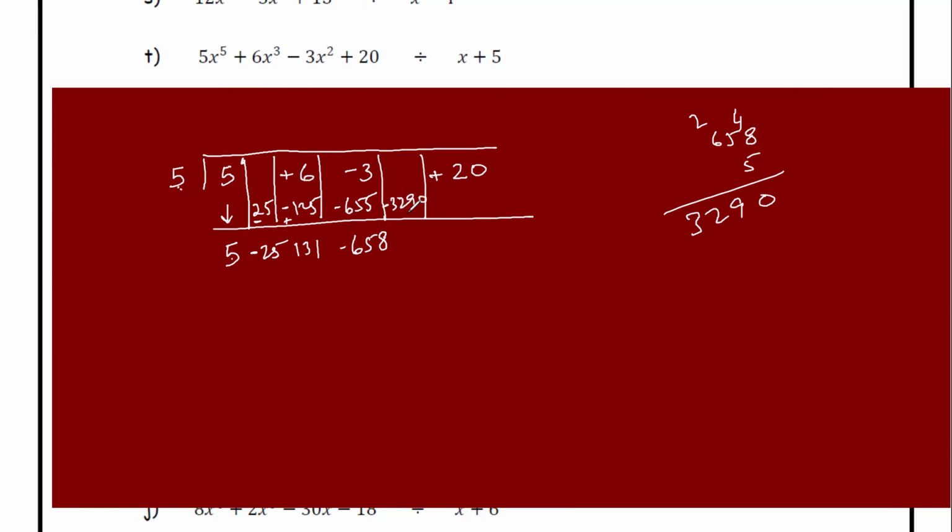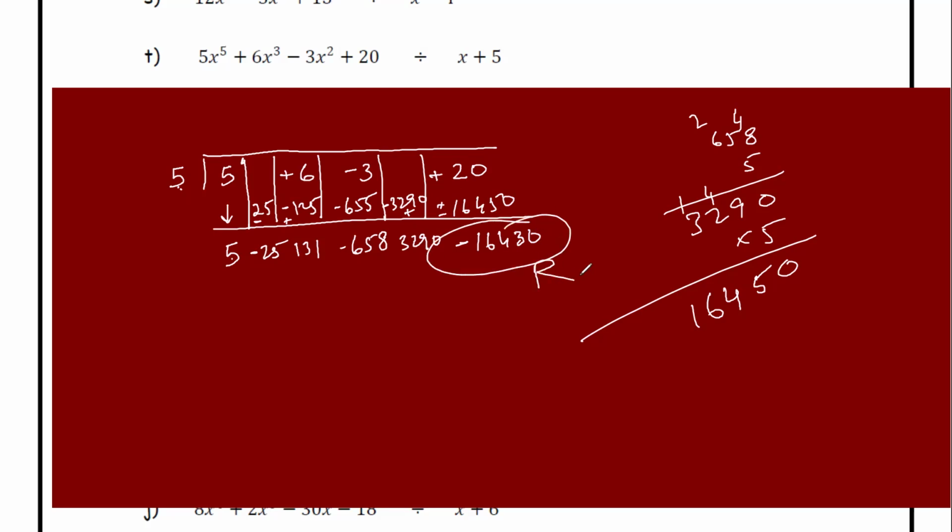Negative 3290, change the sign. So it becomes positive 3290. Right? And 5 times positive 3290, yeah, we are right. So it's 16,450, and that'll be positive. So change the sign. So it becomes negative 16,430. That's my remainder. So I guess the only thing that is missing is the negative sign or something.